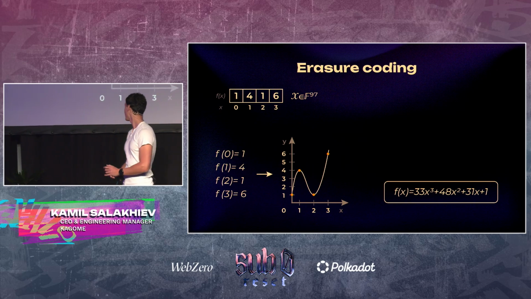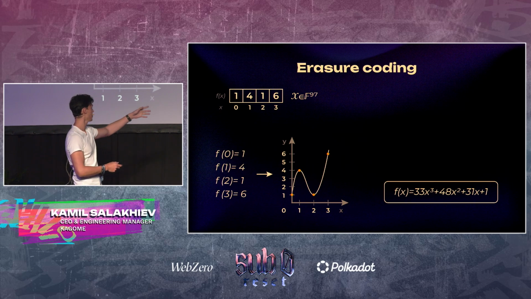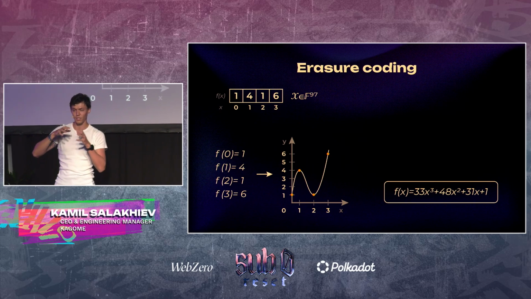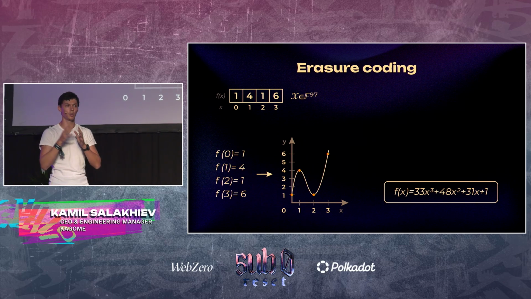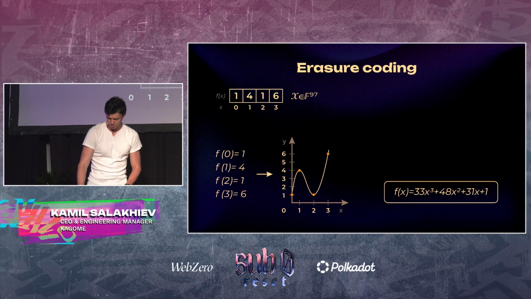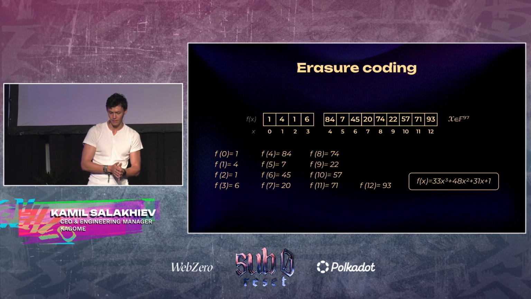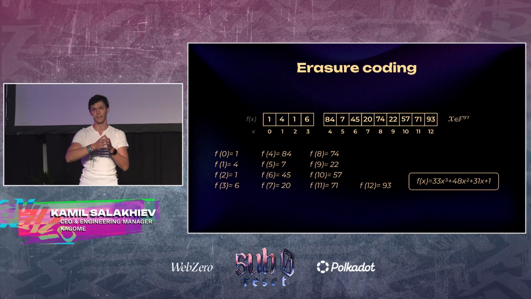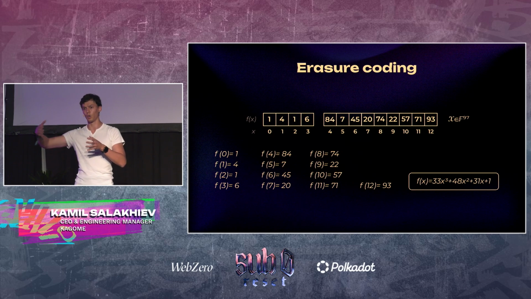And the cool thing is that this polynomial, f of x, that we calculate, no matter which 4 coordinates we take from this graph, we will always end up with the same polynomial. And how do we use it? We take this polynomial and then we evaluate it at more points. So we had just n evaluations in the beginning, and now we have 2n+1 more evaluations.